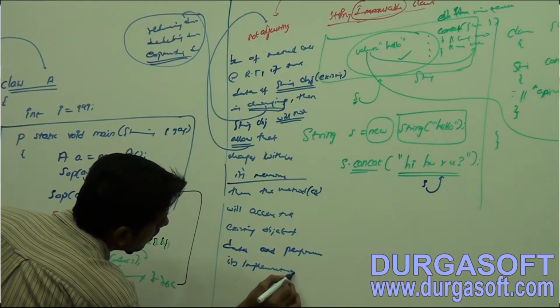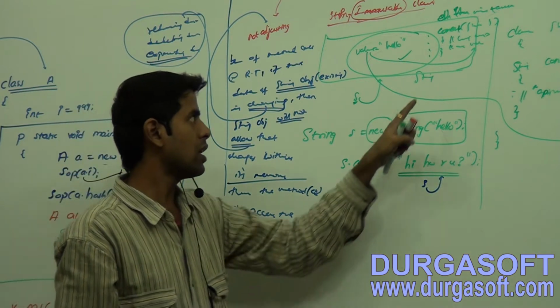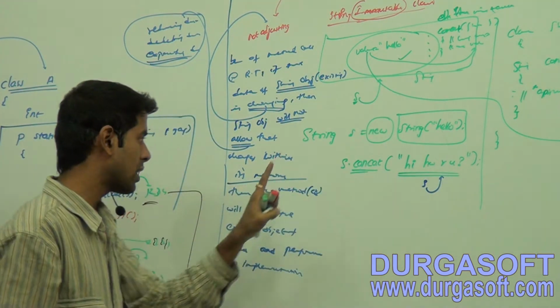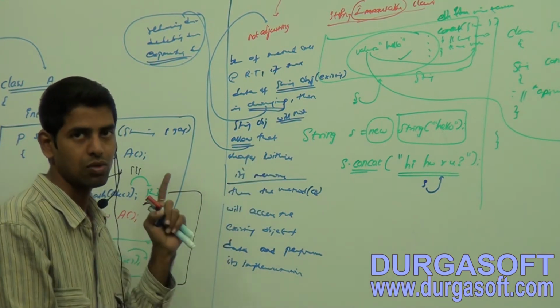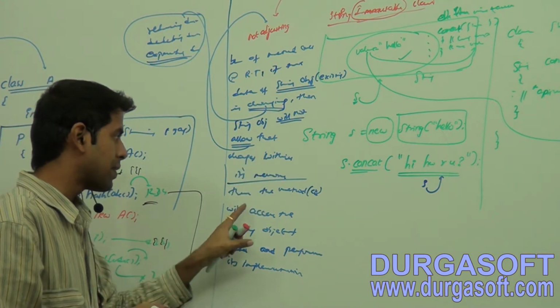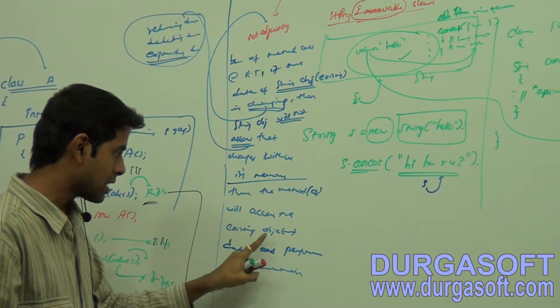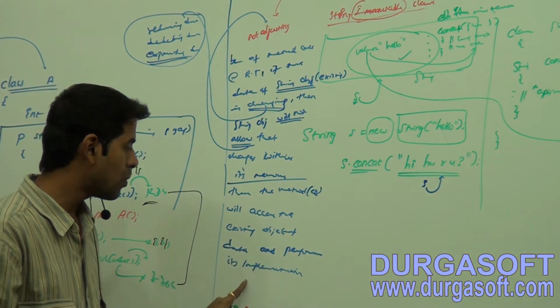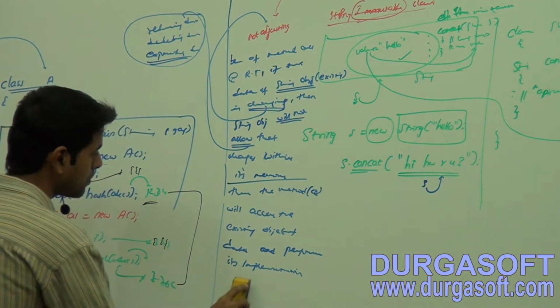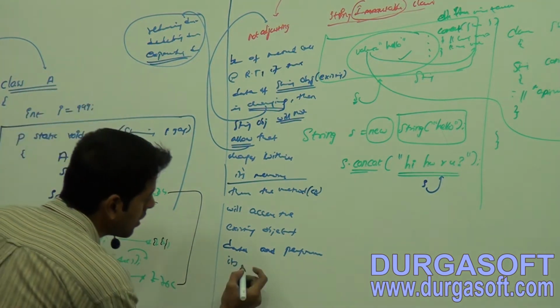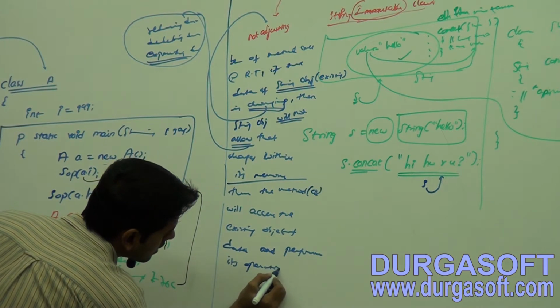In that case it will execute its logic. The method is my overall thing; you can change even this sentence also. Observe here: the method will access the existing object data and perform its implementations or operations. Observe here, it's operations.